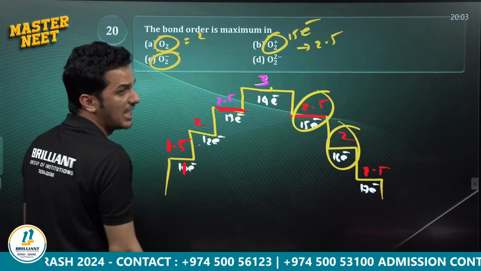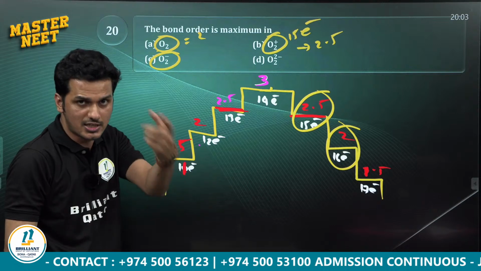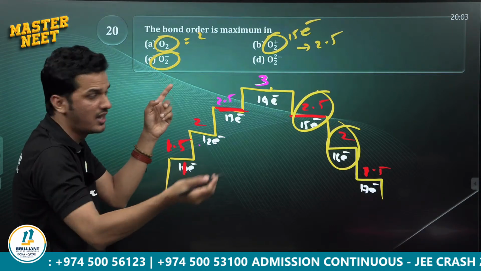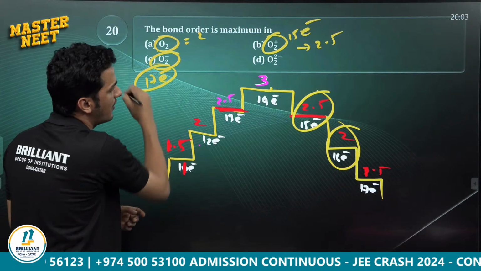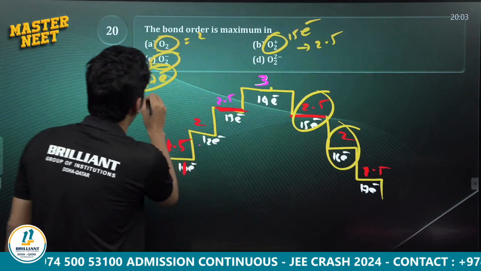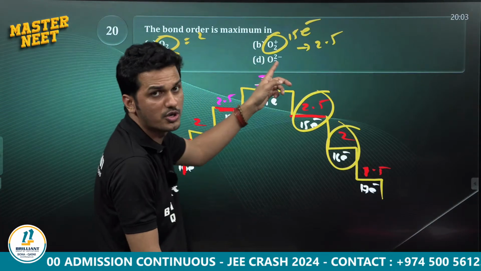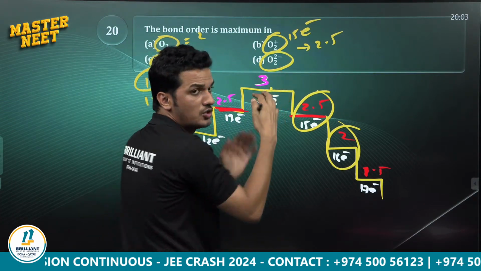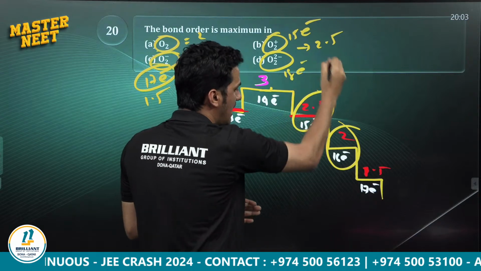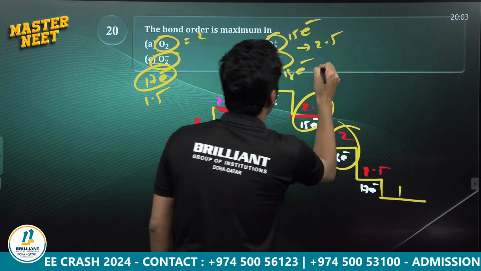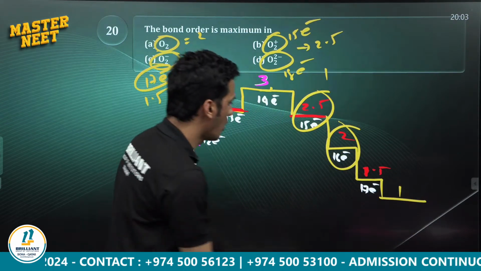Again, O2 minus. O2 minus means 16 electrons plus 1, that means 17 electrons. 17 electrons means bond order is 1.5. O2 2 minus means 16 plus 2, 18 electrons. 18 electrons means bond order is 1. Is it okay, guys?